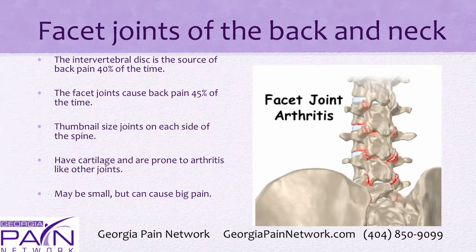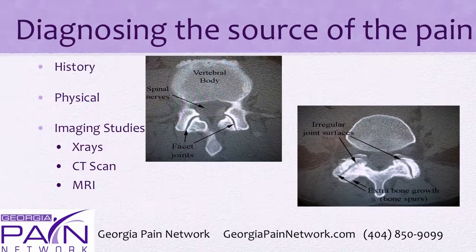Now, when you look at the joints of the back and the neck, they're small. They're about the size of a thumbnail. There's one on the left and the right side at each level, and they're called facet joints. Now, the disc itself is the source of back pain 40% of the time, but the facet joints are the source 45% of the time. They do have cartilage. They're prone to arthritis, and they may be small, but they can cause big-time pain.